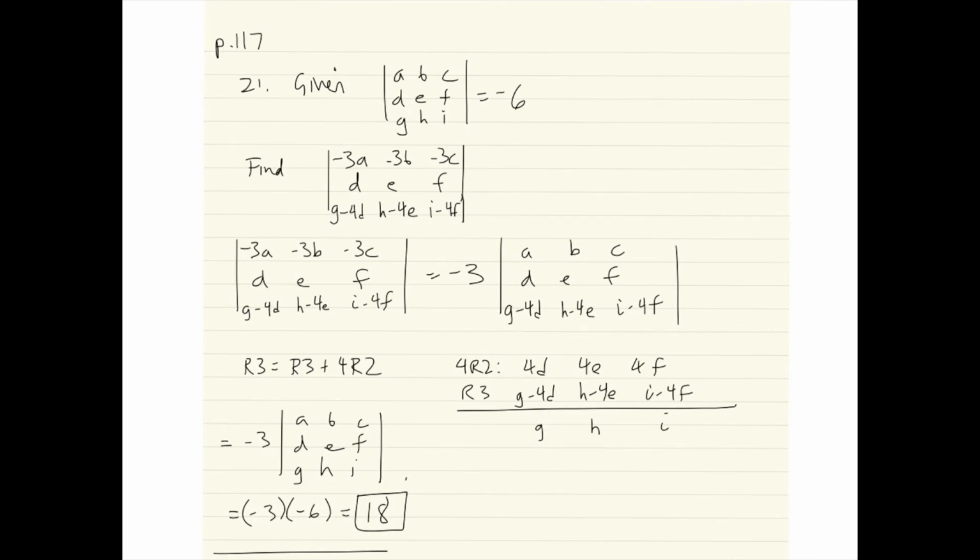Okay, so let's do some exercises from the section. Here's problem number 21 on page 117. So we're given that we have this matrix here. Its determinant, that's what the vertical lines mean, is equal to negative 6. And the question then is to find the determinant of this matrix. And you can see that it's some variant. They started off with this matrix and did a few row reduction operations. Looks like multiplying the top row by negative 3.